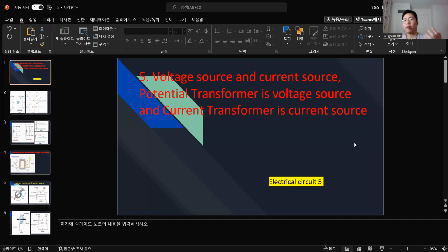Today we will learn about something really important. What I mean is every single lecture is important, but we will learn about CT and PT. Let's look at the subject: voltage source and current source. A potential transformer is a voltage source, and a current transformer is a current source. Let's look at it, okay?